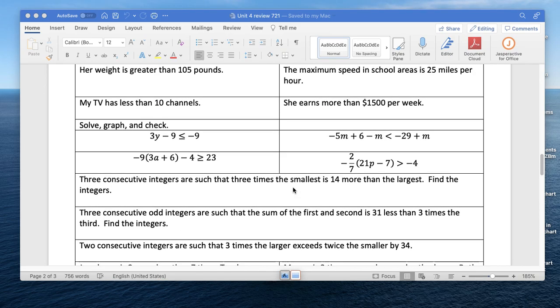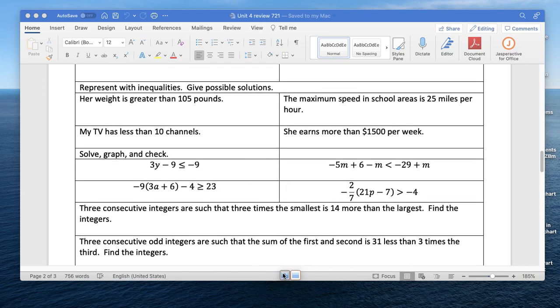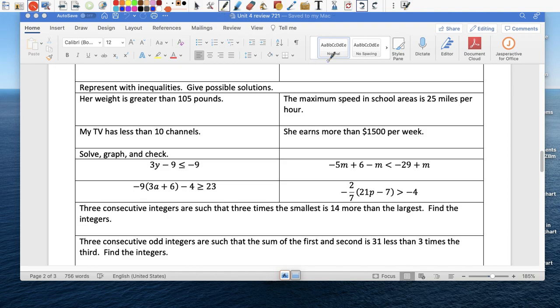Okay, we present with inequalities. Okay, her weight. So I like to have the variable on the left side and the number on the right side, so we're talking about someone's weight. And 105. So her weight has to be what in comparison to 105? Has to be greater.